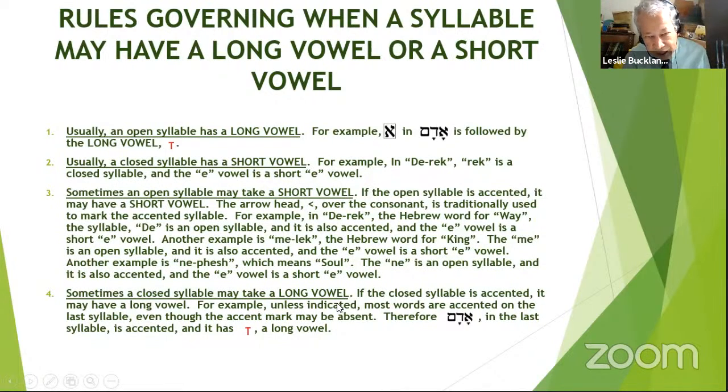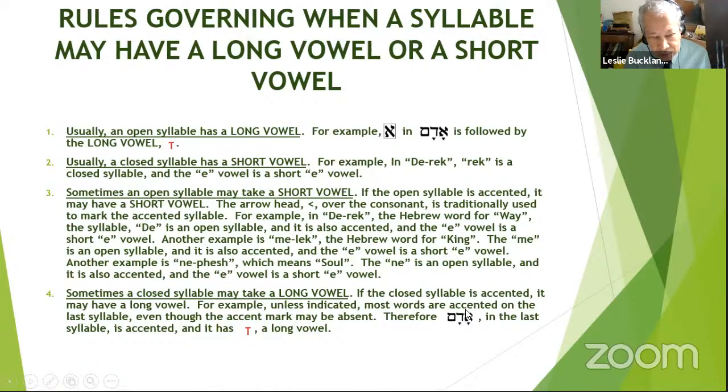For example, unless indicated, most words are accented on the last syllable, even though the accent mark may be absent. Therefore, taking this word, atham, we know that the closed syllable in atham is thaleth, followed by kames, the long ah sound, and mem. It is tham or dam. That's the closed syllable. Consonant followed by vowel followed by consonant. And in this closed syllable, there is the long vowel kames, ah, as in father.